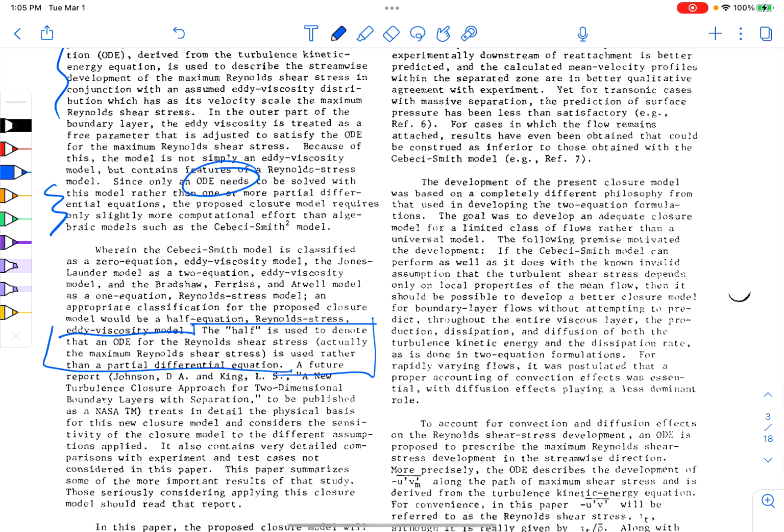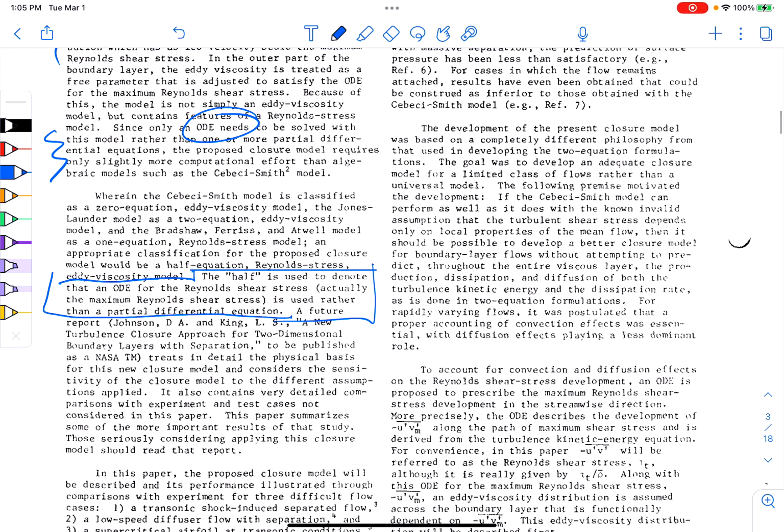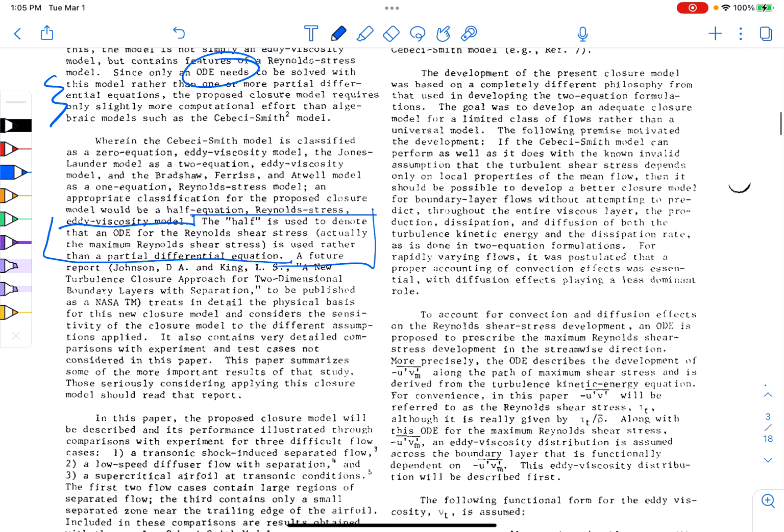And they write the half is used to denote that an ODE for the Reynolds stress is used rather than a partial differential equation. Of course, having an ODE is much cheaper to evaluate than a full PDE. And they lay out their whole benchmarking of this code in this NASA technical memorandum.